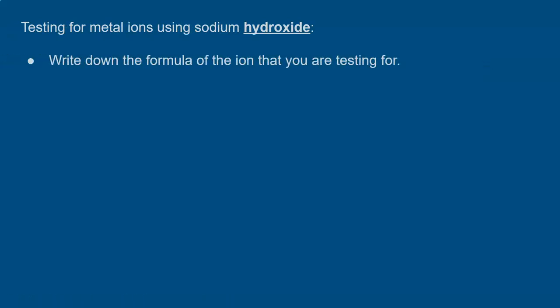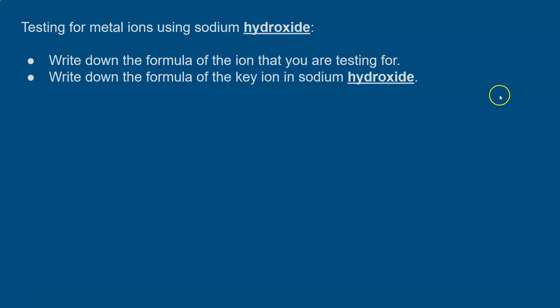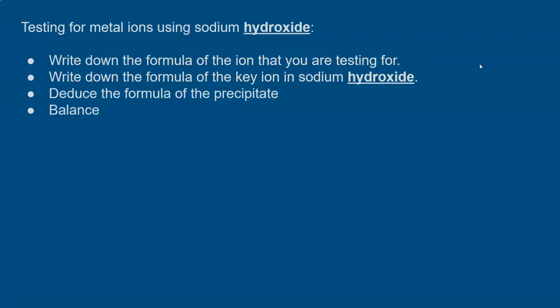So we'll start with sodium hydroxide. Obviously, the key ion in sodium hydroxide is the hydroxide ion, OH- aqueous. And well, this will depend on which actual substance you're testing for. And so what you need to be aware of are those four little steps. And of course, add state symbols.